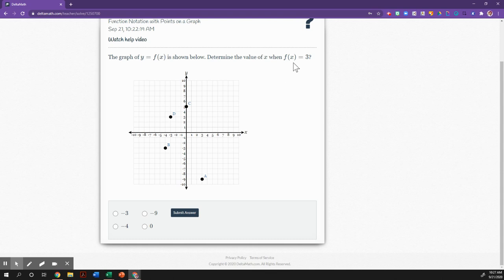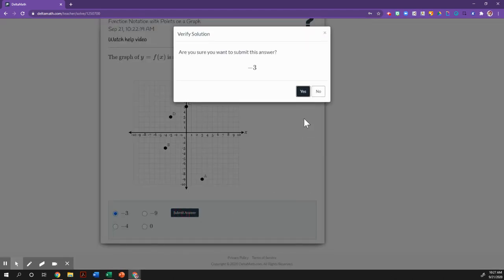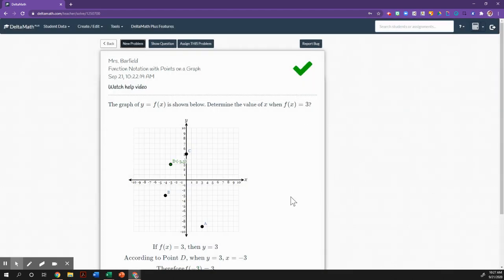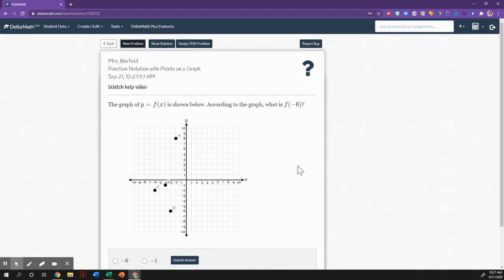So I'll say that again. When it says f of x equals 3, they're telling me that y equals 3. So I go to the y-axis, and I go to 3, and I look left or right. When I look left, I'm at a point, and now I need to know what the x value is. So I go down to the x-axis, and it is -3. Click, submit my answer. Yes. All right, let's try that again.